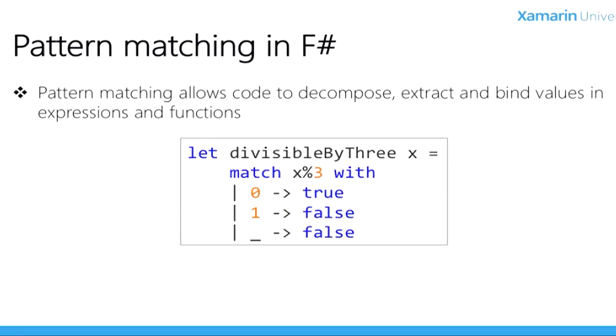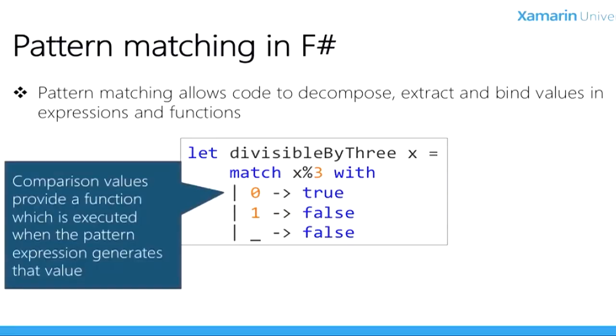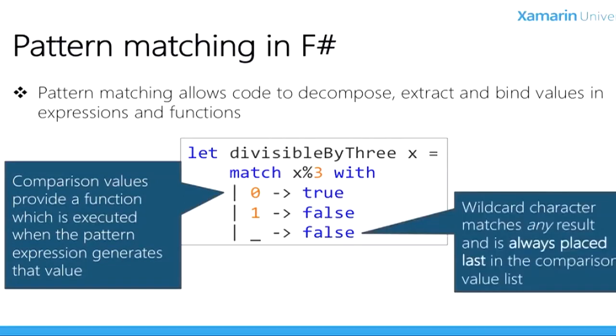Then we have the comparison values, each on a single line starting with a parallel bar. And there are 3 comparison values provided in this example, 0, 1, and the wildcard match, which is always last. And each comparison line also has an expression result, which is our returning value when that comparison is a match.